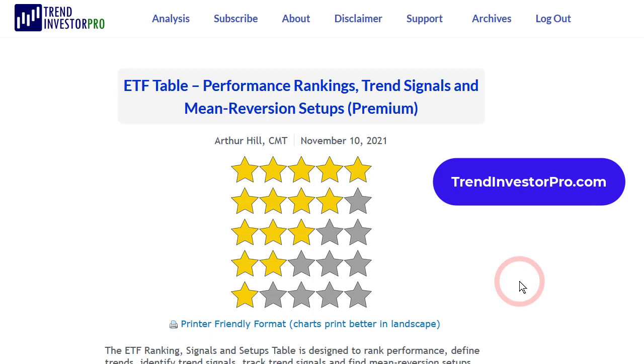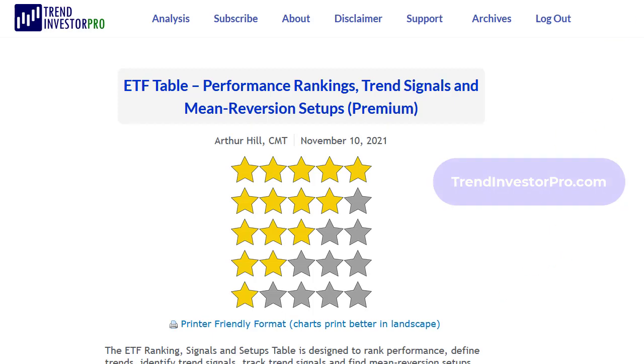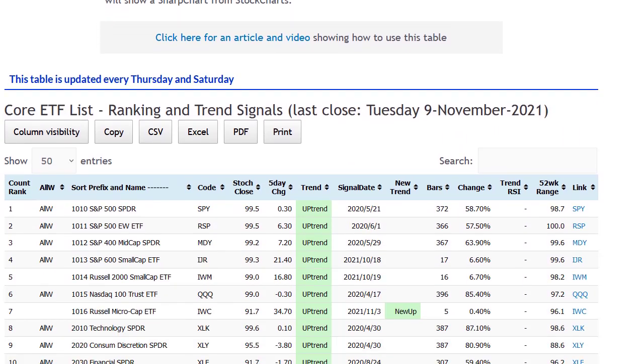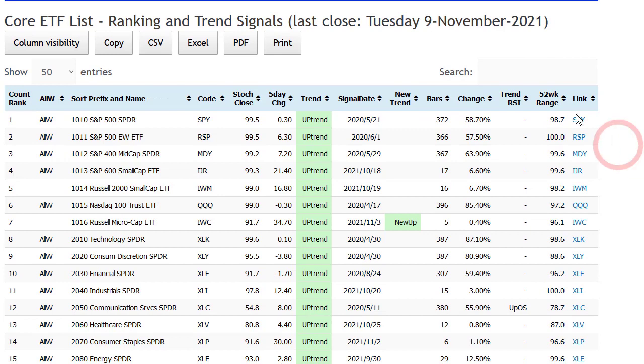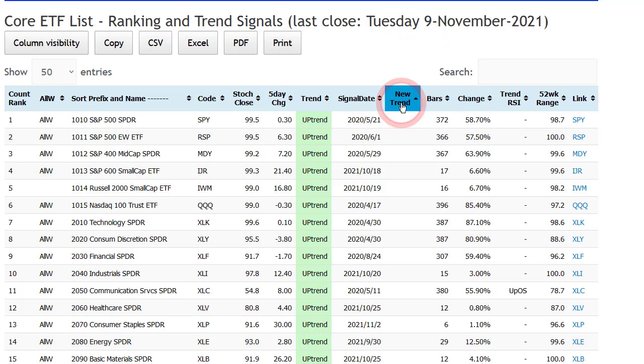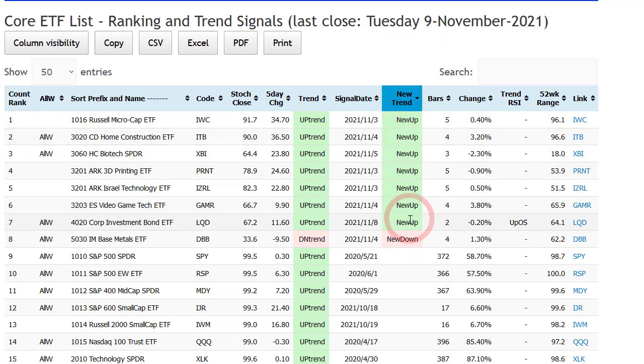So I want to start off with the ETF ranking and trend signal table here at trendinvestorpro.com. And I do focus mainly on ETFs. This table was updated as of the close on Tuesday, November 9th. But I did test the StochClose signals, and it doesn't make a bit of difference if you buy them 1, 2, 3, or 4, up to 5 days out. And so that's why I chart the new trends on this table. So there's a column there for new trend. And if you click that, you can see the new trend signals within the last 5 days.